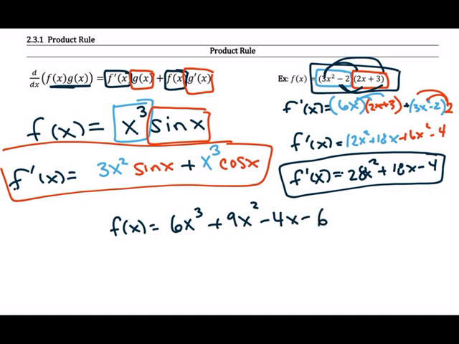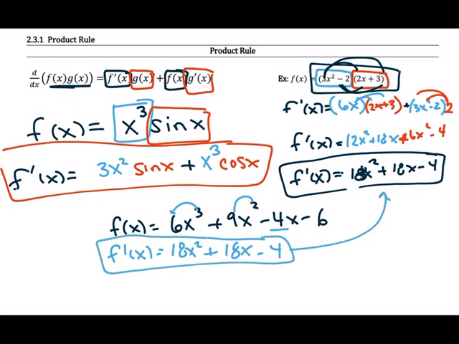And now we can use what we used earlier in this chapter and just take the derivative using the power rule. So this would become 18x squared, this would become 18x, and this would become minus 4. And we can see that these two derivatives match. So just because we're learning the product rule doesn't mean that the things that we have learned before don't apply. But this is another way, if we have a product, and oftentimes we won't be able to simplify into a polynomial the way we just did, that we can find the derivative using the product rule.